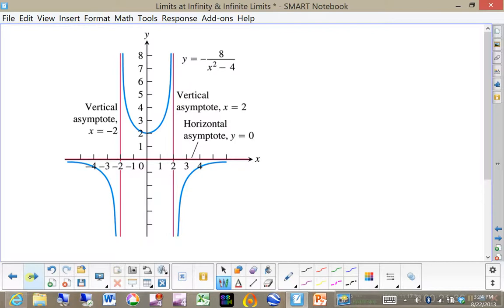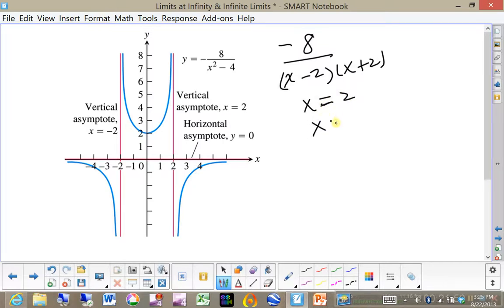Next example, the first thing you should do when you see the denominator is try to factor it to see if it has zeros that you can calculate, and obviously you get x minus 2, x plus 2. So x equals 2 and x equals minus 2 are vertical asymptotes.